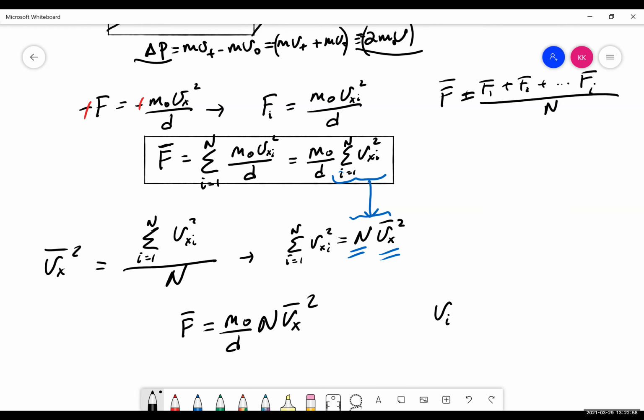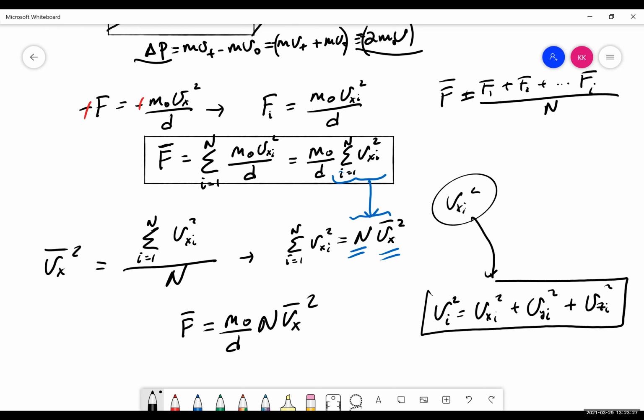That means this square, Vxi square that I had, is only one of the components of the velocity of that particle. Vi square, the velocity of the ith particle squared, is a combination of its horizontal velocity squared plus its vertical velocity squared plus its z velocity squared. That means this is a more complete picture of the motion of the particle.